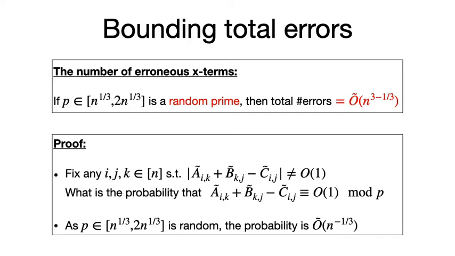The proof is very simple. Fix any triple of indices such that the quotient of A plus B is very close to the quotient of C. We ask, what's the probability that they are somehow close as well under modulo p? Since p is a random prime of order n to the 1/3, this probability is inverse in p, which is n to the minus 1/3.